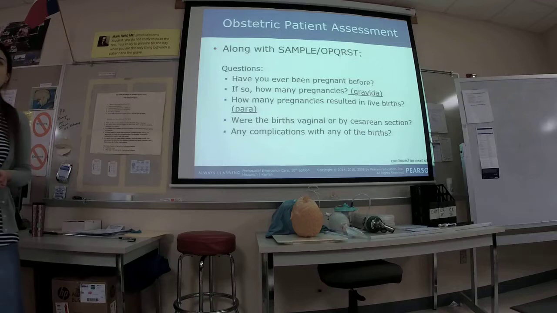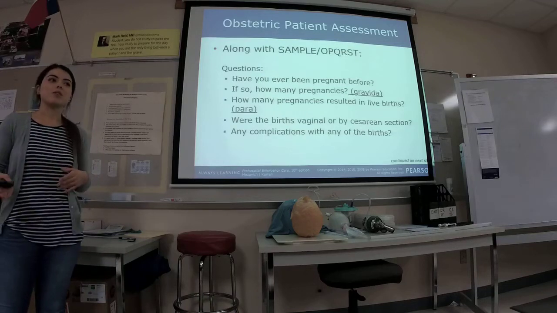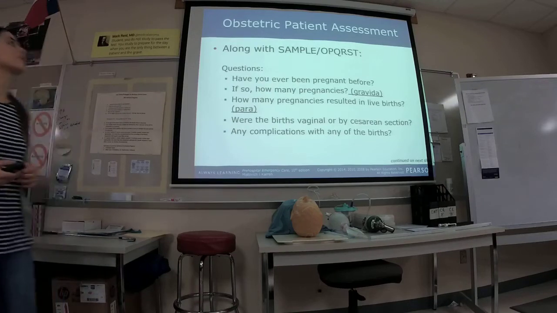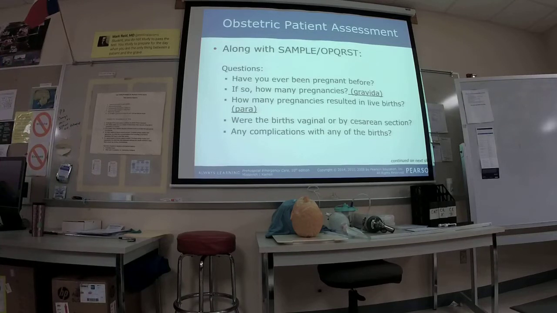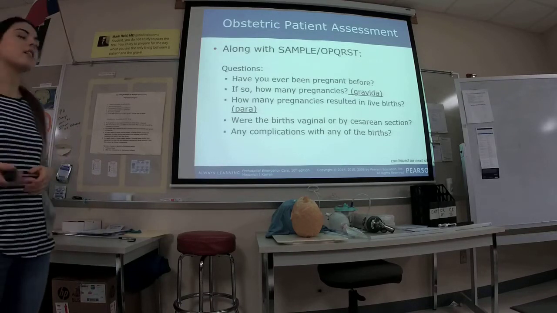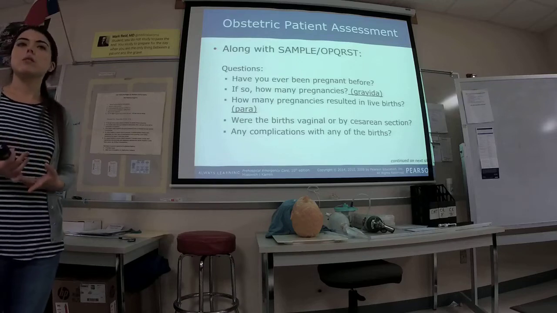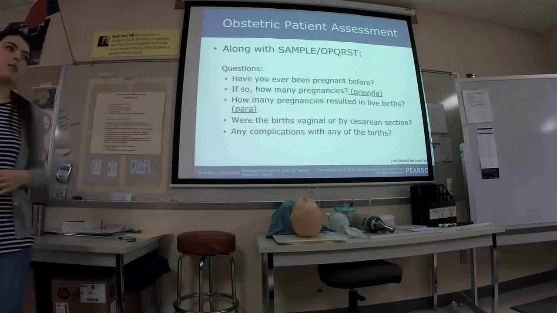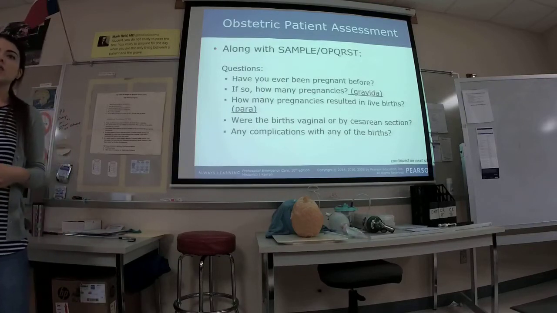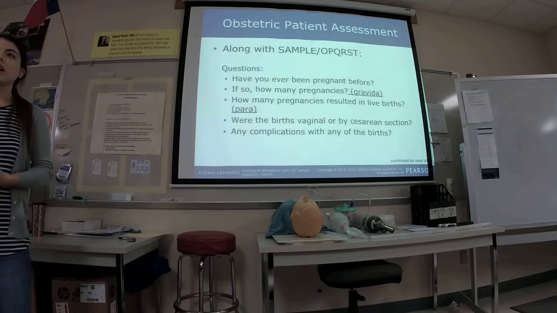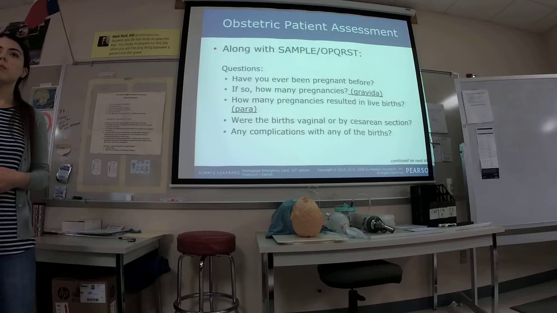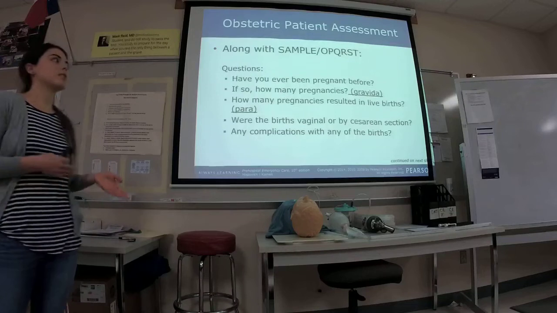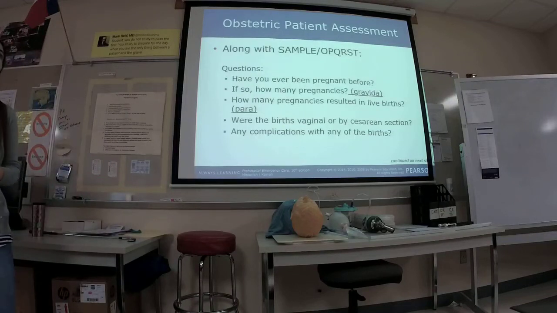With SAMPLE and OPQRST, I'm sure you remember the questions, right? We're going to talk about some other questions that you need to ask the female patient. I'm just going to read through these. Have you ever been pregnant before? If so, how many pregnancies have you had? This is really important because it determines whether this is going to be a fast delivery or a slow delivery. If this is the female's first pregnancy and she's experiencing a lot of contractions, she's probably going to be in labor for hours, compared to a woman for whom this is her 6th pregnancy. The time between labor and delivery is a lot shorter for a woman who's had more babies.